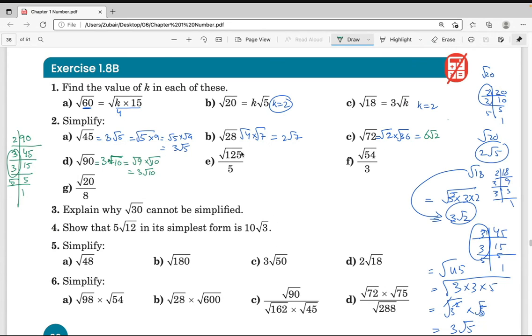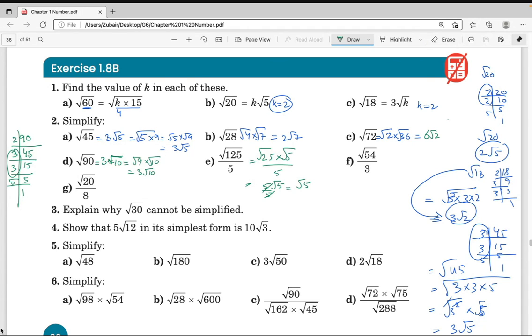Yes. Now look at that 125. May I write 125 as 25 into 5? Yes. 25 into 5. Now the first one, square root 25, is written as 5. The final answer is 5 square root 5. Okay. And any other method? The other one is prime factorization. Yes, sir, I got it.